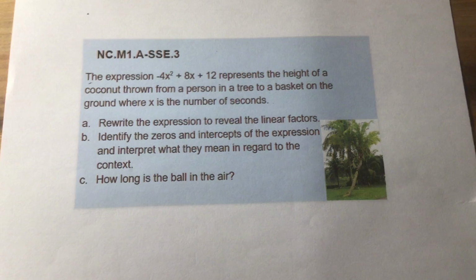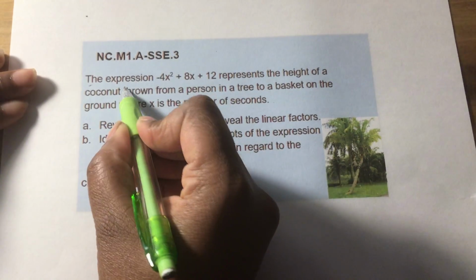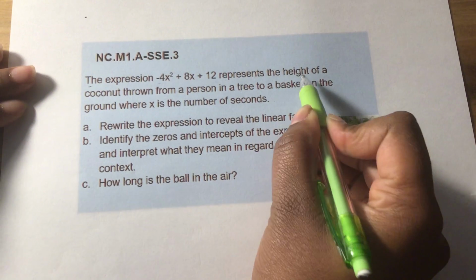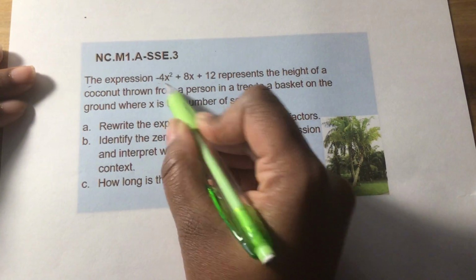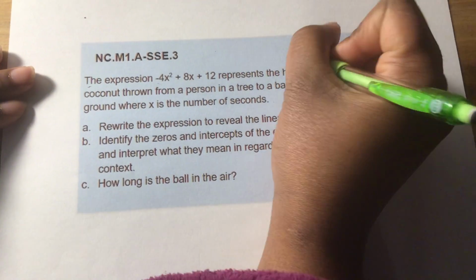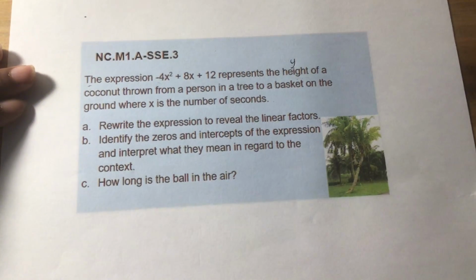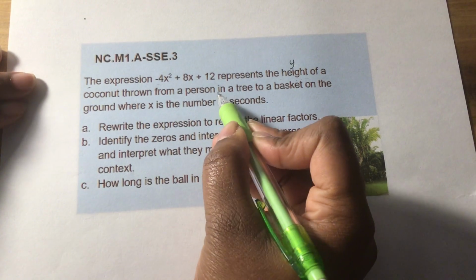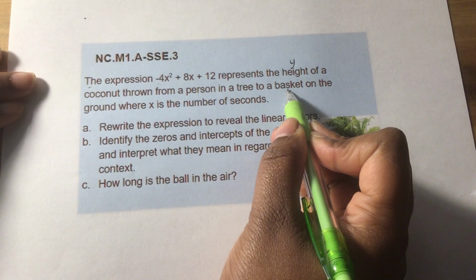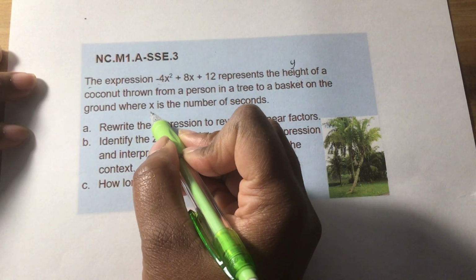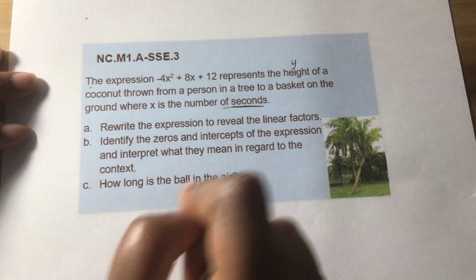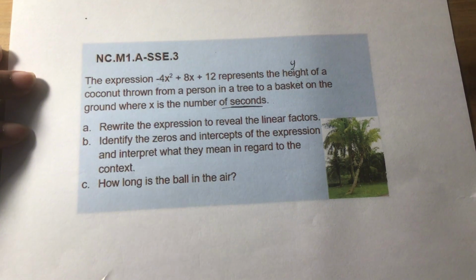All right, so let's look at this right here. It says the expression, and this is the expression right here, represents the height. So that means all of this is equal to the height. So y is the height of the coconut thrown from a person in a tree to a basket on the ground, okay? X is the number of seconds. Remember I told you most of the time X is going to be time.